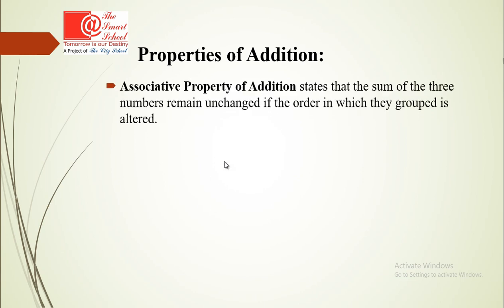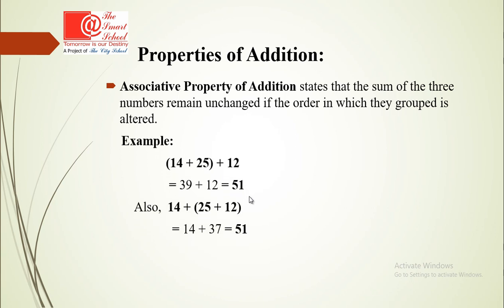The associative property of addition states that the sum of three numbers remains unchanged if the order in which they are grouped is altered or changed. We will see with the help of an example. There are three numbers 14, 25 and 12, and if we make an association between 14 and 25, the answer is 39, and when we add 12 to it, the ultimate answer is 51.